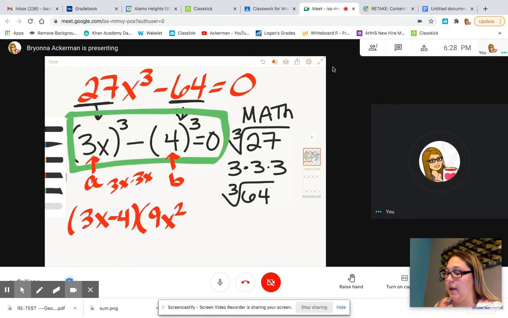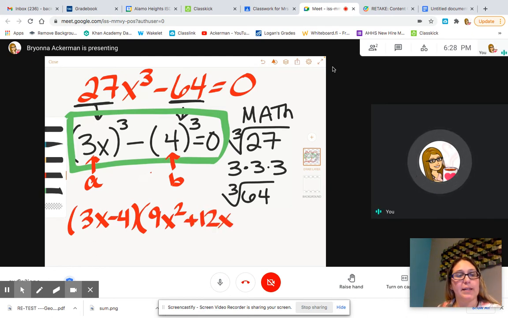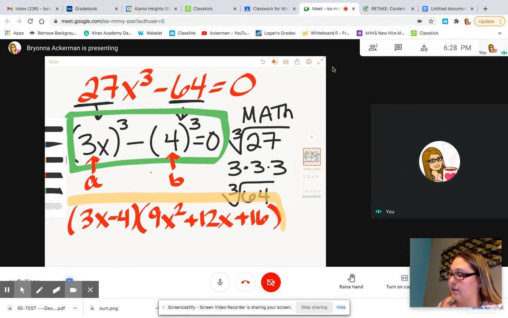Okay. And then the next part is A times B. So in this case, we have 3x times 4. So it's going to be a positive 12x. And then the final step is b squared. In this case, b is 4, so 4 times 4 is 16. If all it asked for you to do is to factor, you would be done. This yellow box right here would be your answer.